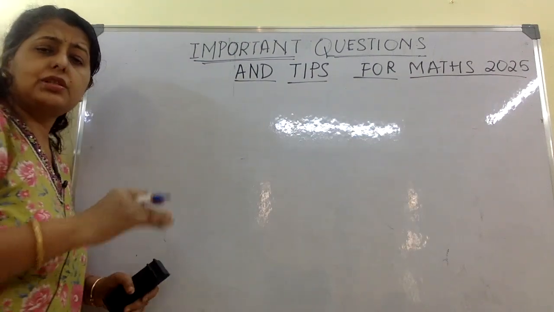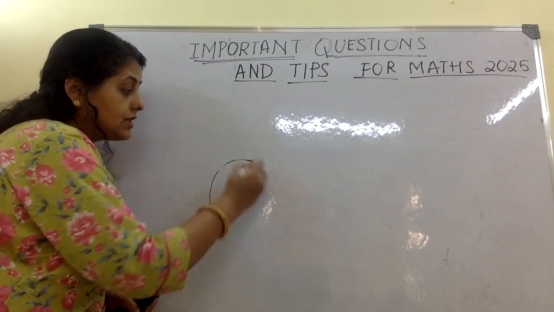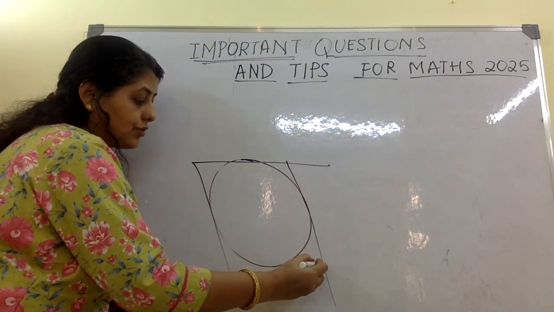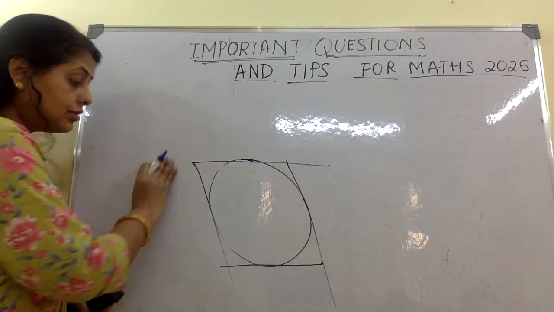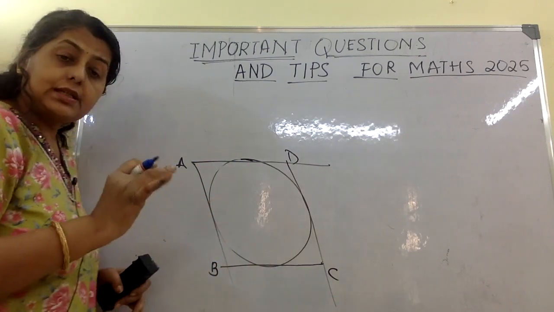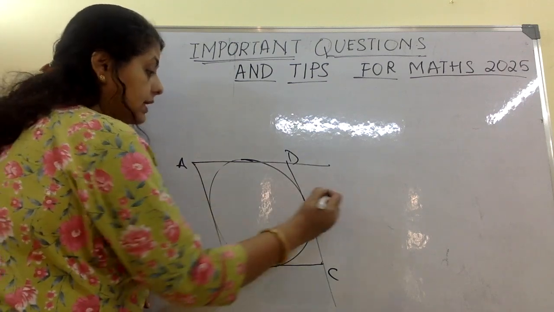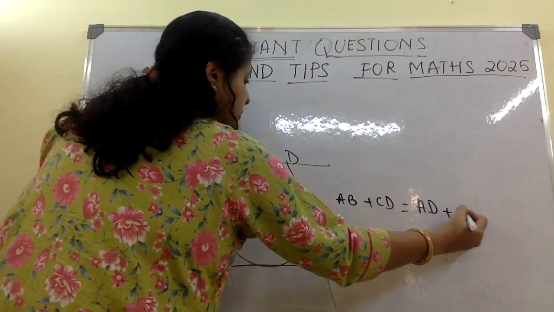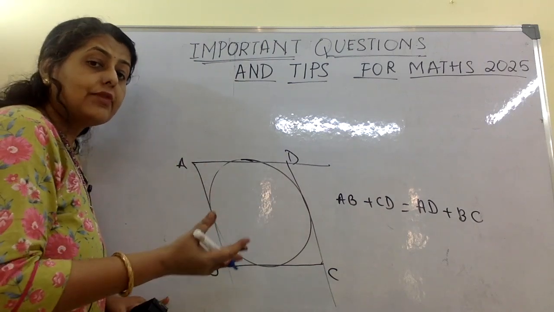Now there is one question that keeps coming every year. It comes from the tangent chapter. You have a circle and then you have 4 tangents, like this, on 4 sides of the circle. Now they ask you about the lengths. Sometimes it can come as a theorem to prove, or it can also come as a small sum in Section A. Here they say AB plus CD is equal to AD plus BC. They will ask you to prove this. How do you prove it? You'll have to learn to prove this.